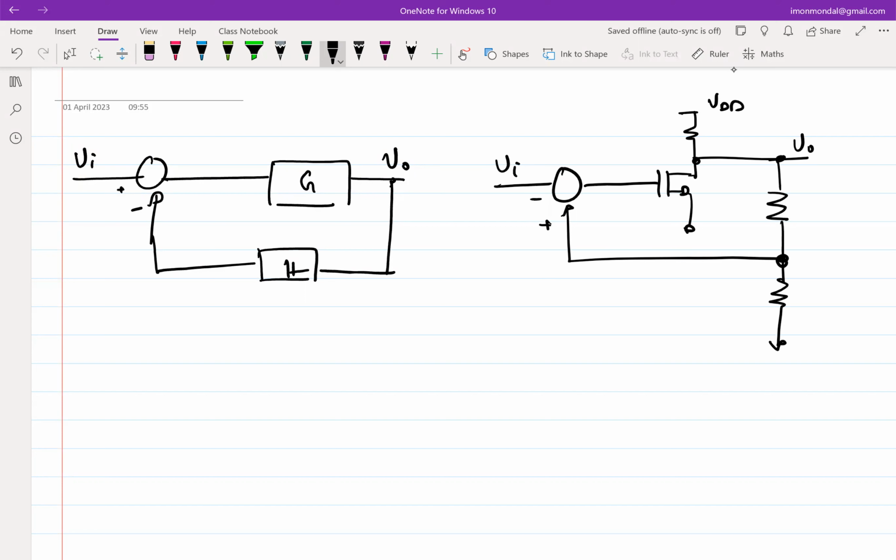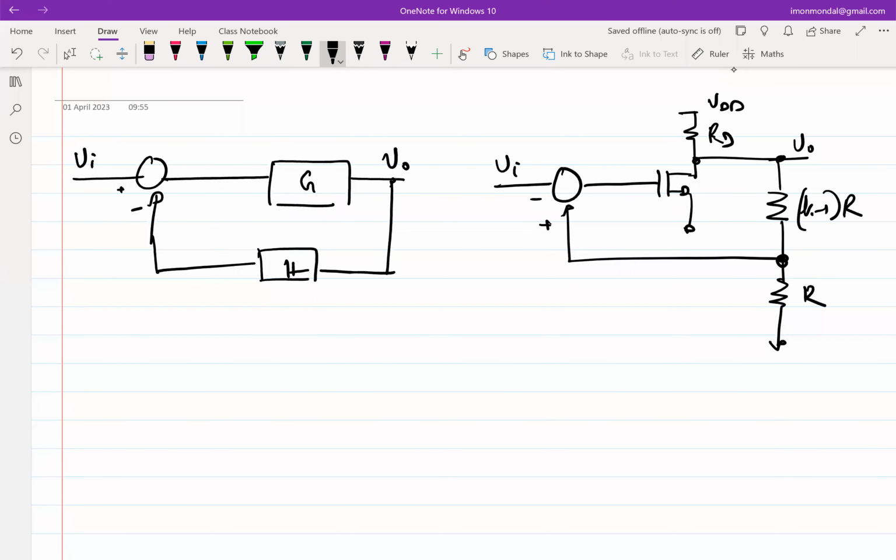And we drew some analogies between the circuit on the right and the circuit on the left. And the critical difference that we saw was that in the circuit on the left, each of these blocks, that is G and H, seem to be behaving like the other one was not existent. That is, regardless of whether H is connected to the G or not, the gain between the input and the output of the forward path remains G.